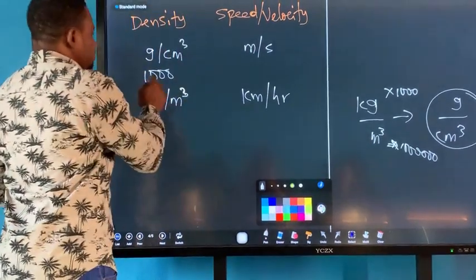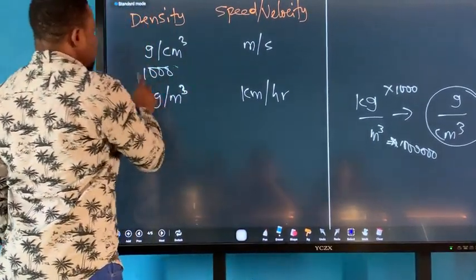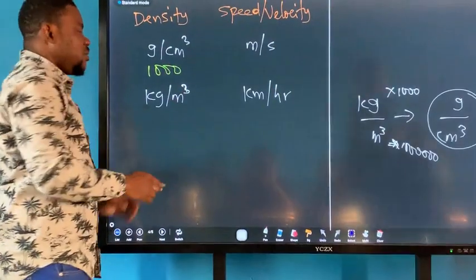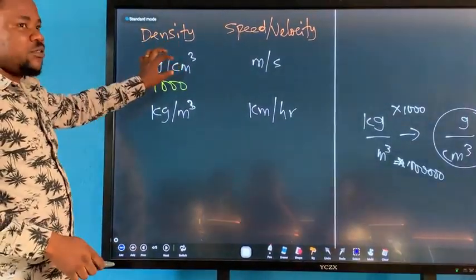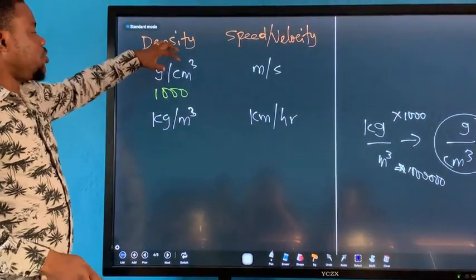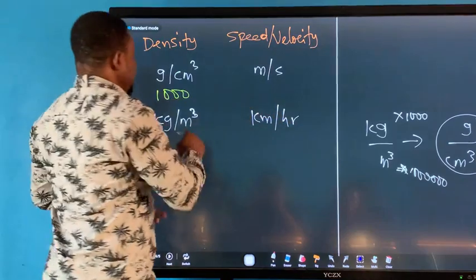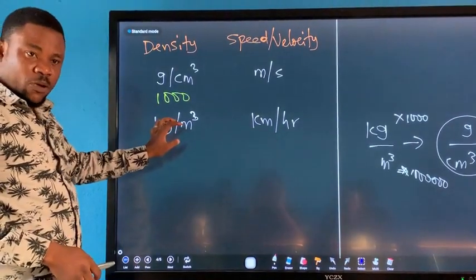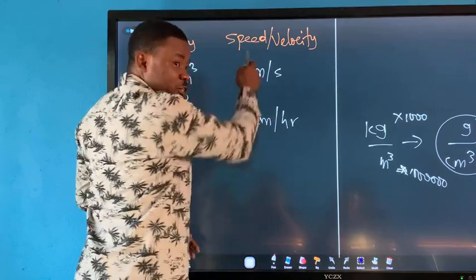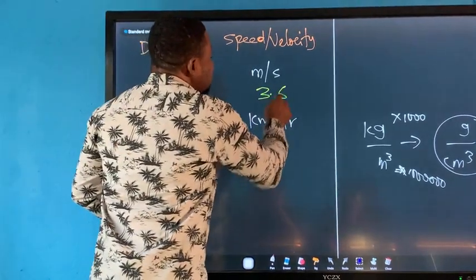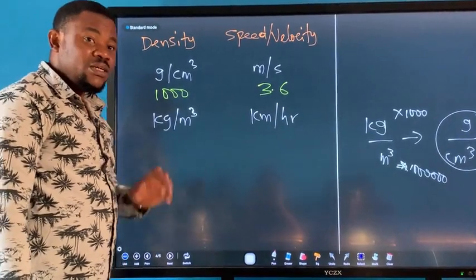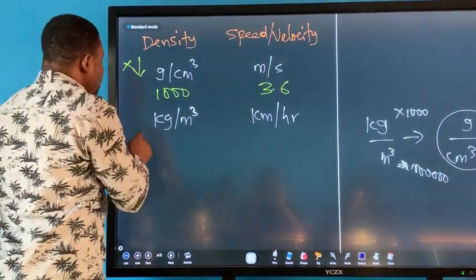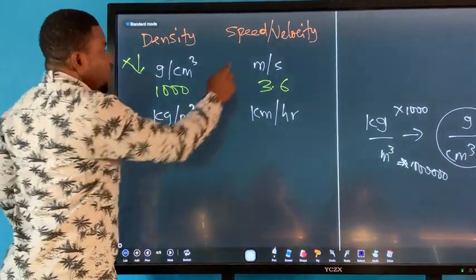On a very good day, this will be the big one, and this is the small one. But because of what I just showed you now, this guy is now the big and this one the small. If you do the same thing for these two, you end up getting the conversion factor to be 3.6. Again, 3.6. And remember, when we are coming down, we multiply, and when we are going up, we divide. Here, when we are coming down, also multiply.